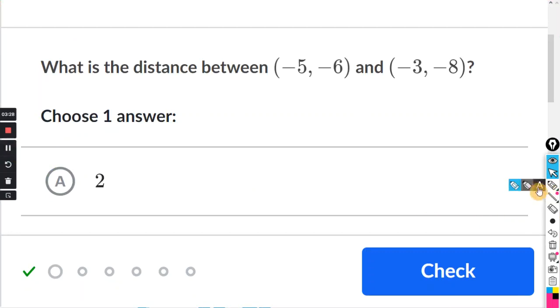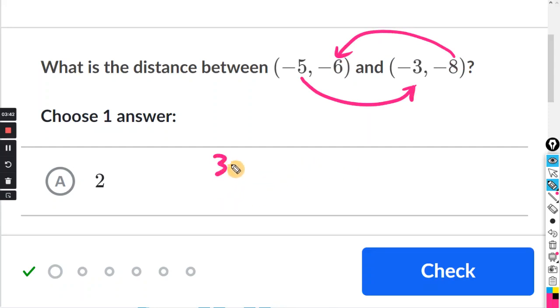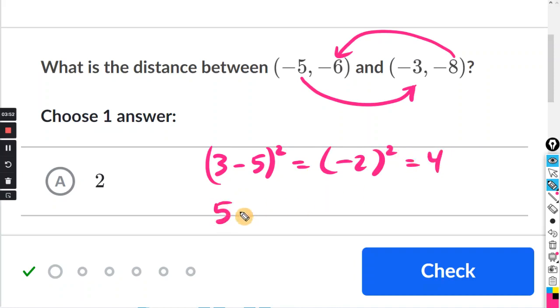Now, again, I wanted to mention the order that you subtract doesn't really matter. Okay, so you can subtract going this way on the x's and then going this way on the y's. It doesn't matter because it's squared. All right, if you do 3 minus 5 and then square it, that's going to be -2 squared, and that's just 4. And if you do 5 minus 3 and square it, that's going to be +2 squared, and that's also 4. So the order you subtract doesn't matter once you square it.